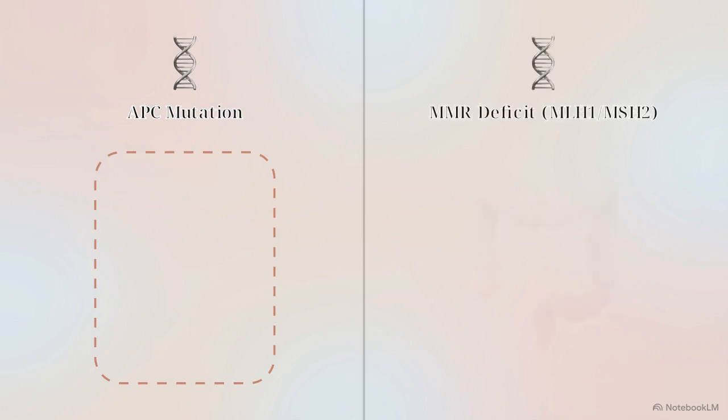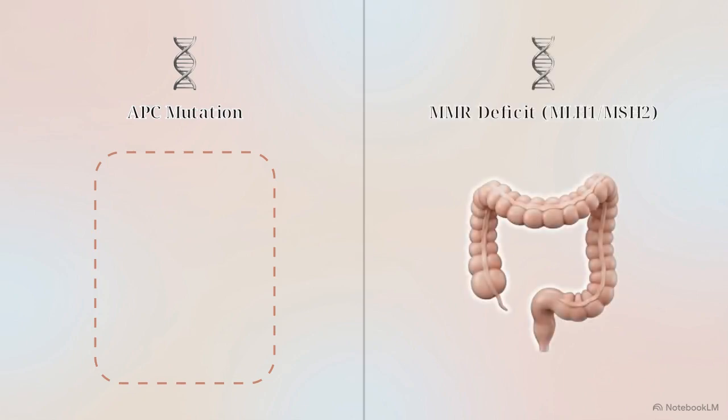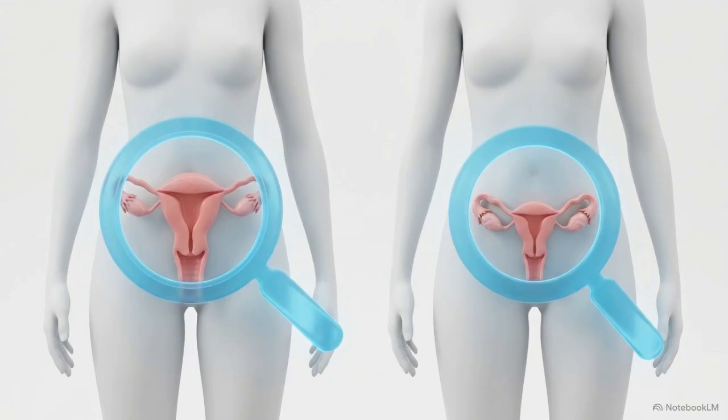Contrast this with Lynch syndrome mismatch repair deficits like MLH1 or MSH2. Few polyps develop, but they rapidly progress to carcinoma. Because the DNA mismatch repair defect is systemic, patients carry a strict surveillance mandate. They require concurrent, rigorous screening for endometrial and ovarian cancers.